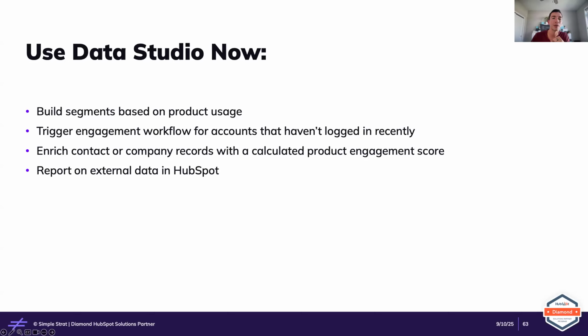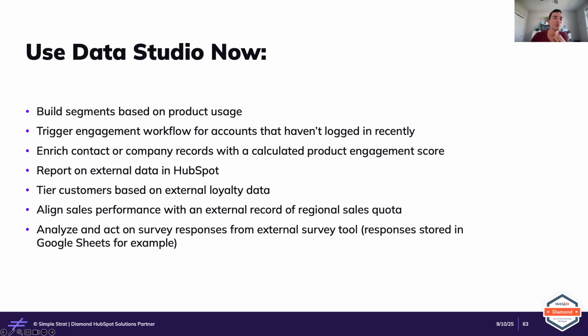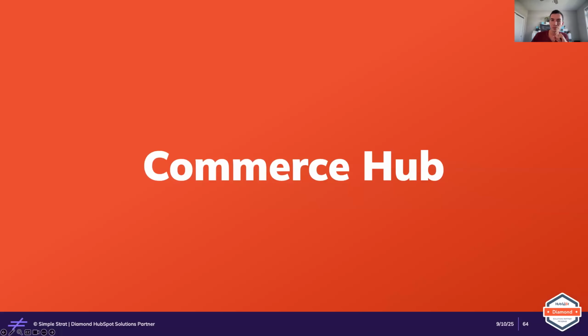Report on external data in HubSpot. So if you've got data that lives somewhere else and you want to see the reports in HubSpot, you can do that. Tier customers based on external loyalty data. Align sales performance with an external record of regional sales quotas, and analyze and act on survey responses. So if you've got your survey responses in a Google Sheet or something like that, and you maybe aren't using HubSpot's feedback surveys, you can still use that data.